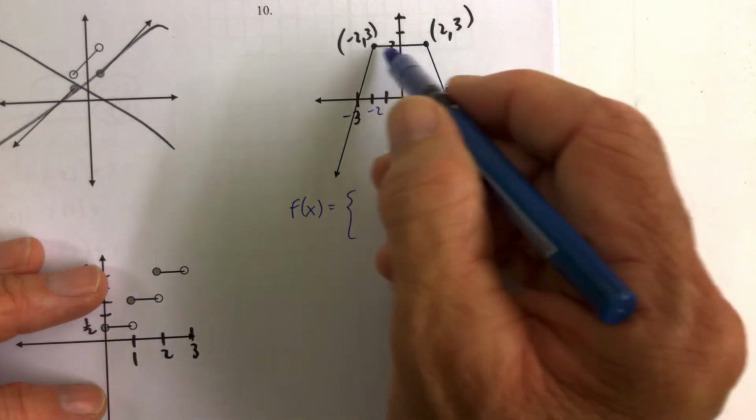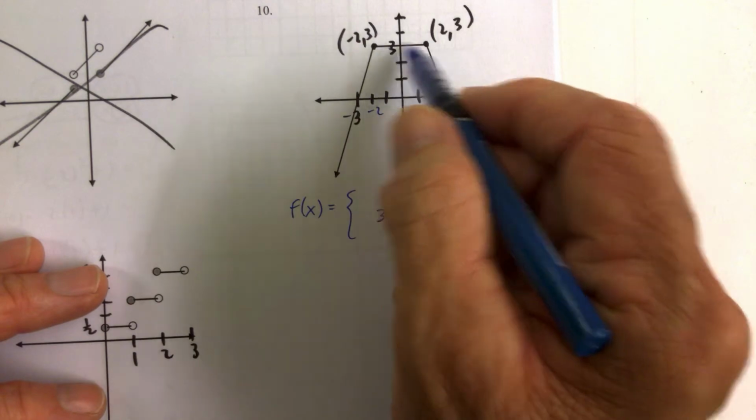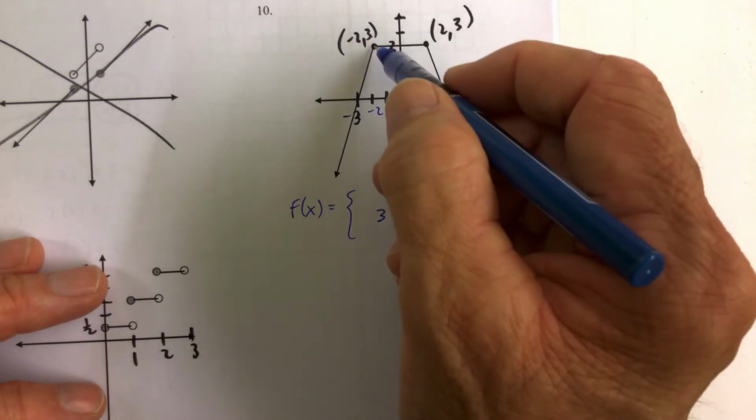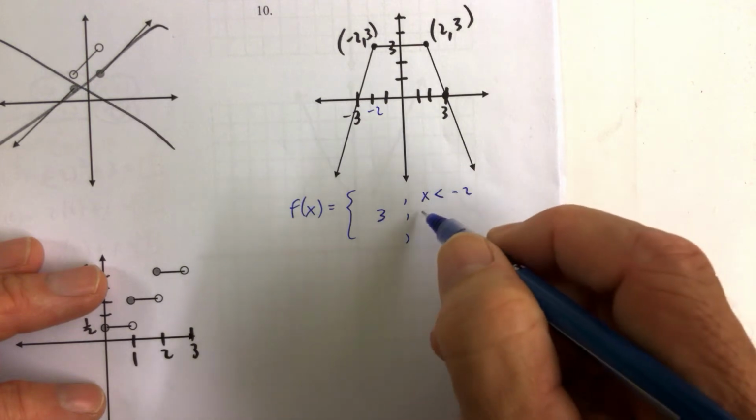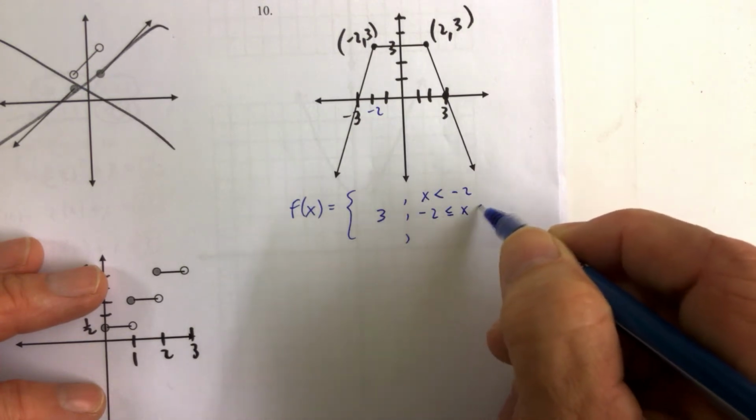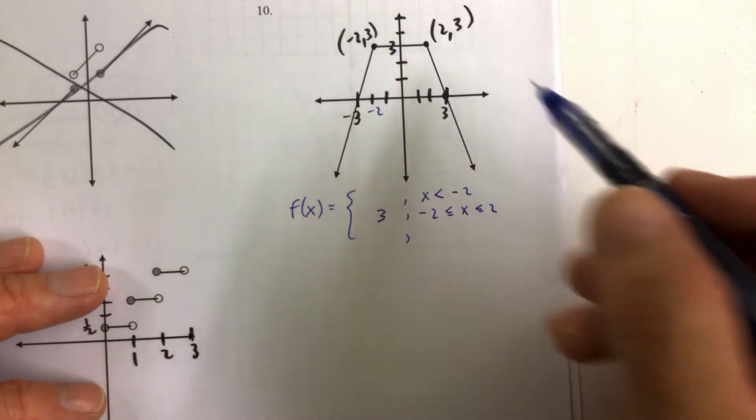So I figured might as well give the endpoints to that middle piece so we don't have to think about it anymore. But y equals 3 when x is in between -2, including -2, and also including 2. So from -2 to 2, y equals 3.